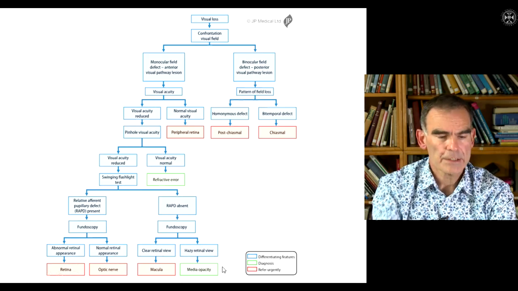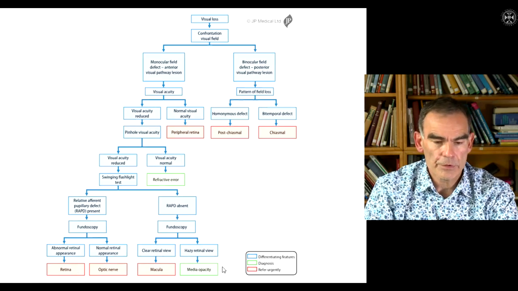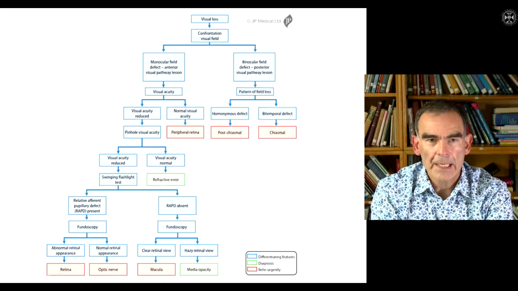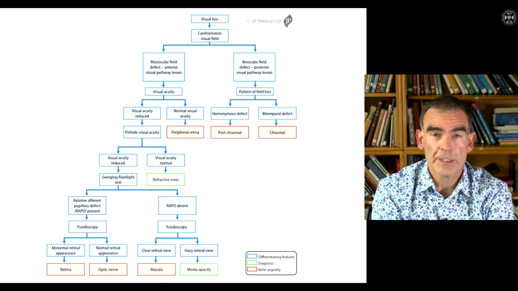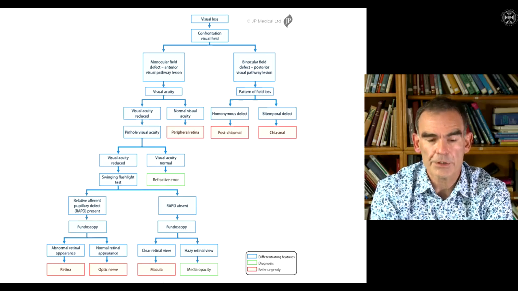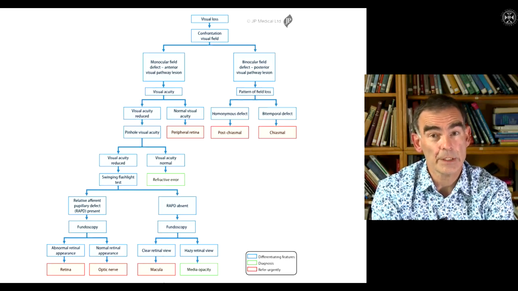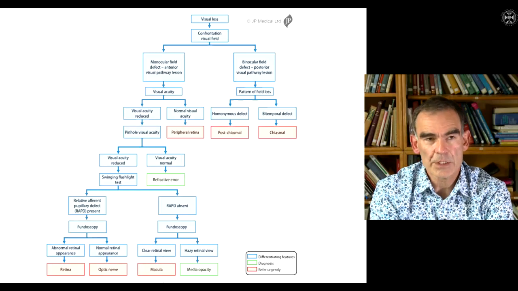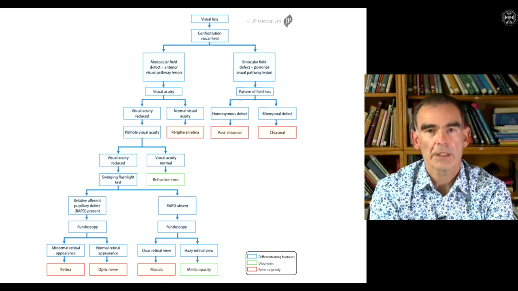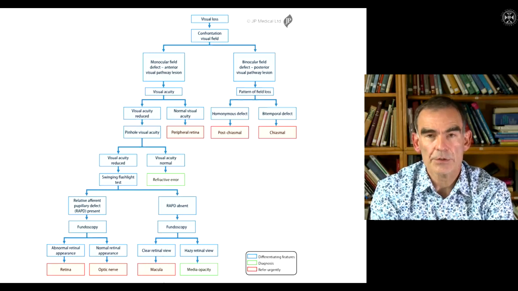And again, these algorithms are evolving. So we've put down here media opacity, and you'll see that as being green, i.e. you don't have to refer it urgently. And one of the obvious things that I didn't consider when I was making up the algorithm that I've taught the students for years is that if you've got a sudden onset of reduced vision, then that's very likely to be a vitreous hemorrhage, which actually would be an urgent referral. Whereas if the patient's had a gradual, painless loss of vision, then almost certainly the media opacity is going to be a cataract, which isn't an urgent referral.